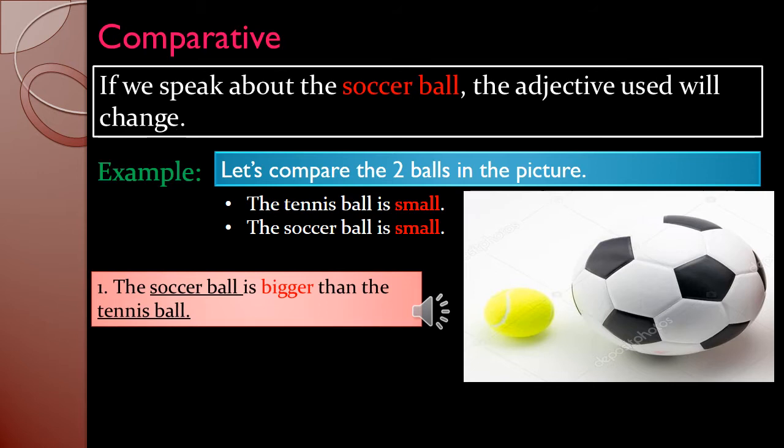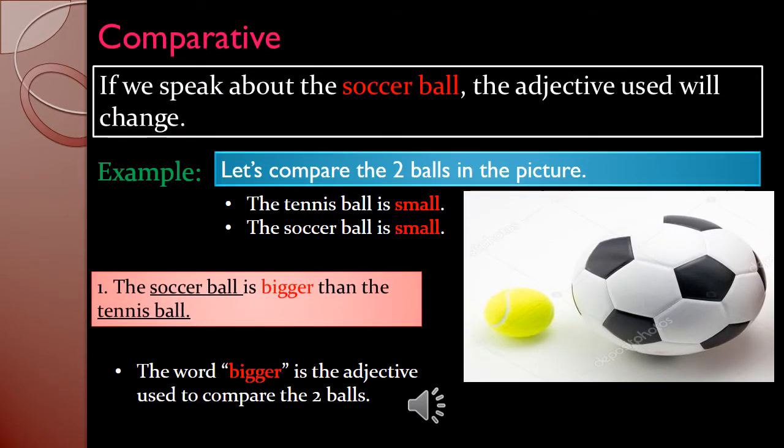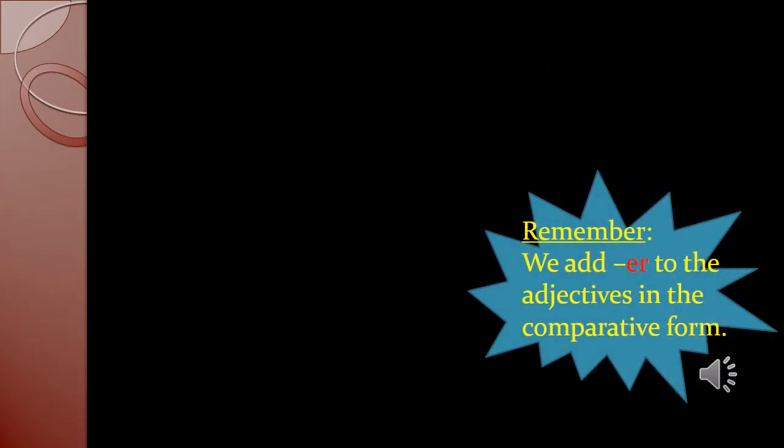So when we change the first thing that we talk about in our sentence, for this example, the soccer ball, it cannot be smaller than a tennis ball, so we change the adjective to make it more accurate. In this sentence, the word bigger is the adjective used to compare the two balls. So the rule to remember for comparative adjectives is that we add ER to the adjective in the comparative form. So we take the normal adjective and we plus ER at the end of the word.